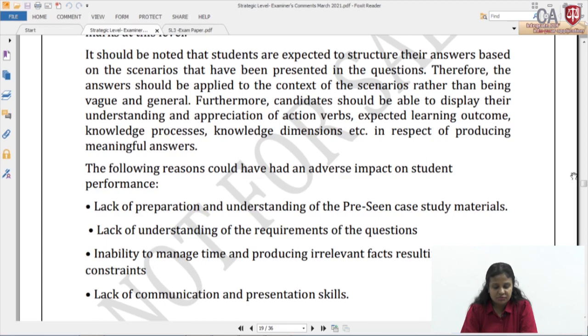Second one, lack of understanding of the requirement of the question. Read the requirement, analyze the requirement, analyze the sub-requirements in the main requirement, and go for the facts of the question and write your answer. The 15 minutes reading time, whatever the reading time, you should effectively use. And third one, inability to manage the time and producing irrelevant facts resulting in time consumed.